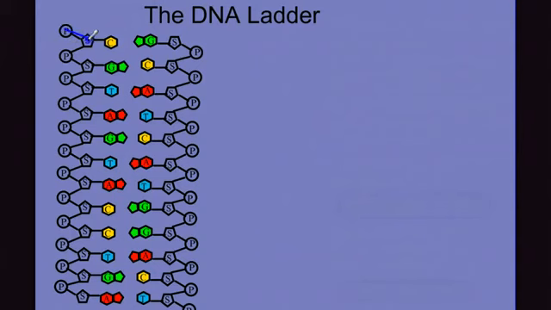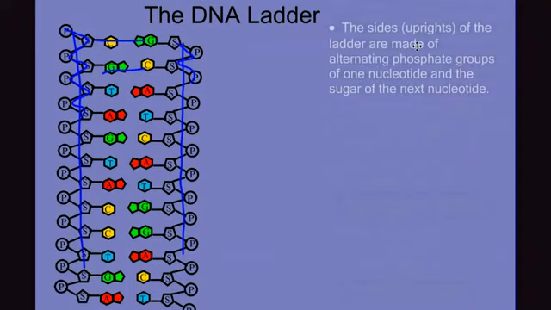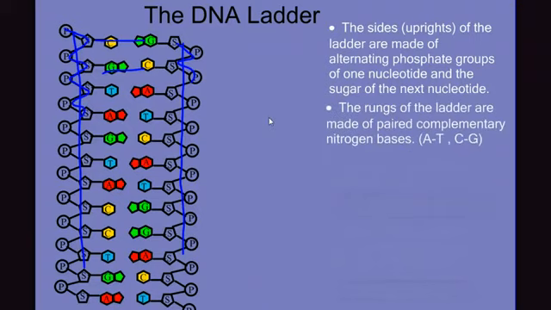We can see that as we're going down, we have our uprights of our ladder being alternating phosphate, sugar, phosphate, sugar, phosphate, sugar. And so we have our uprights of our ladder, and we can start to see the rungs of our ladder. We'll talk about that in just a minute. So we can say that the sides of the uprights are made of alternating phosphate groups of one nucleotide with the sugar of the next. And the rungs of the ladder are made of pairs of complementary bases, A's with T's and C's with G's.